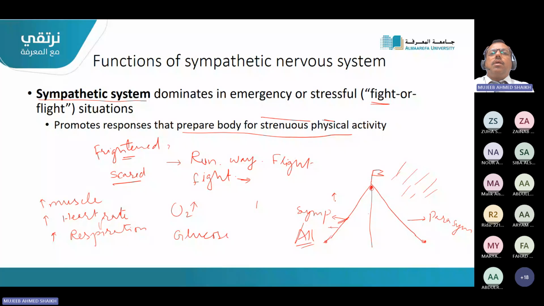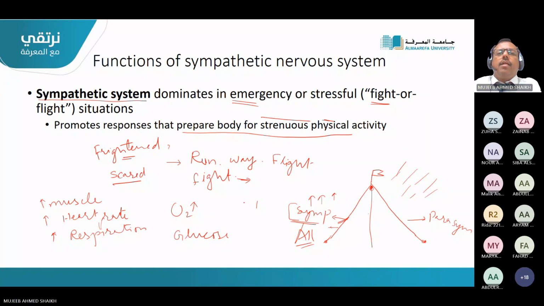It will be more discharging or more functioning. So during any emergency situation, the sympathetic division will be stronger. During a normal day, both of them are working, sympathetic as well as parasympathetic. But during any emergency situation, the sympathetic system will dominate. That's why it is called dominating.